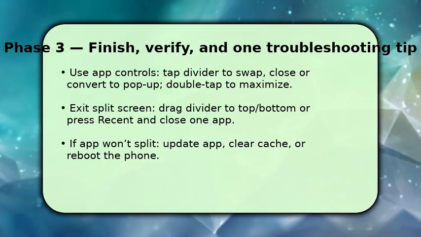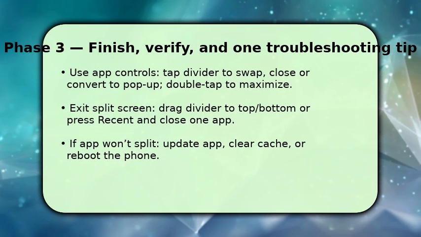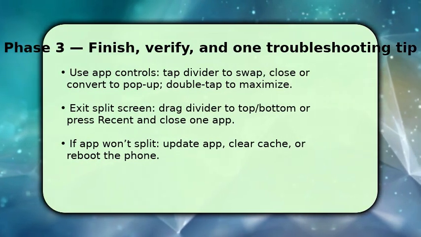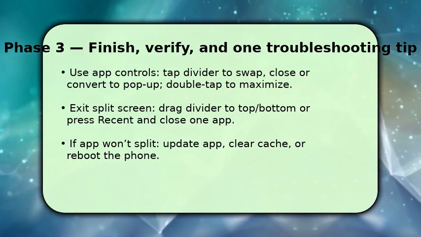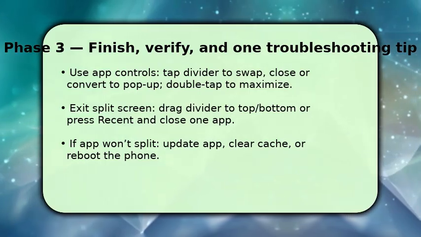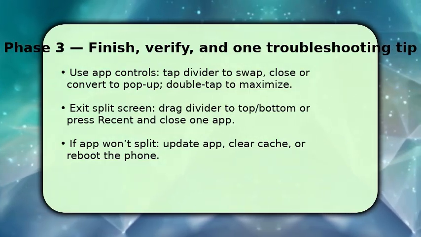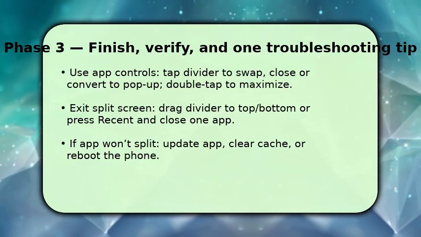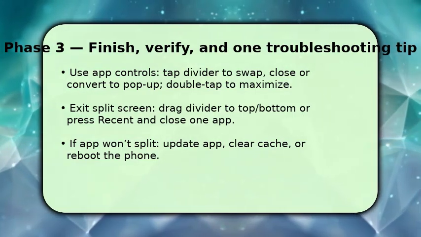If an app refuses to enter split screen, update it first, then clear its cache and try again. If problems persist, reboot the phone. That resolves most allocation or UI glitches. This troubleshooting sequence restores split screen capability without losing.